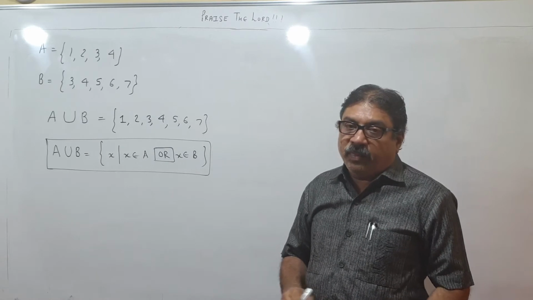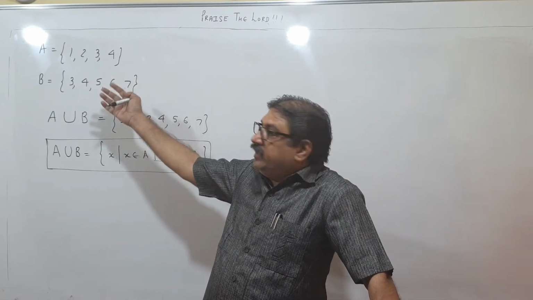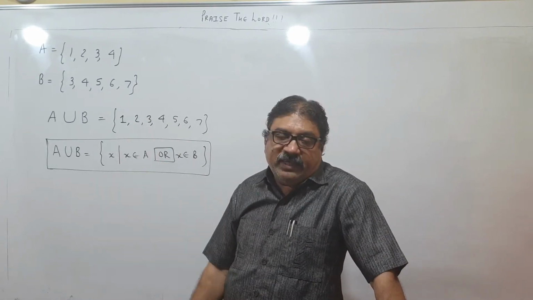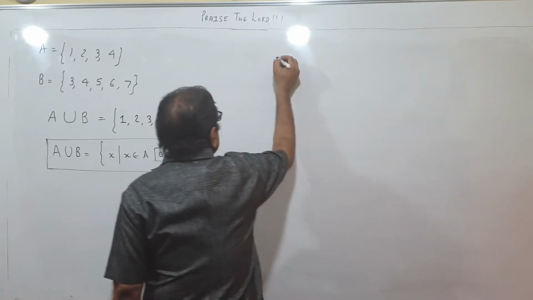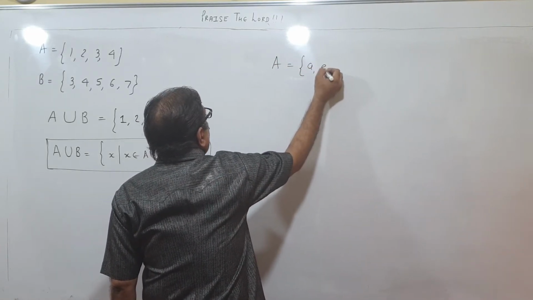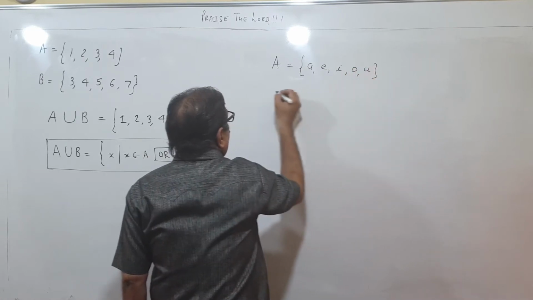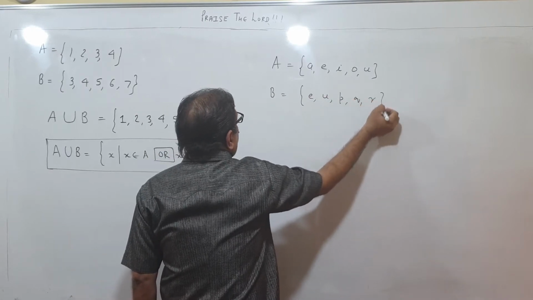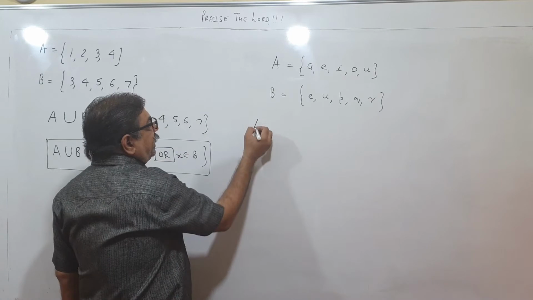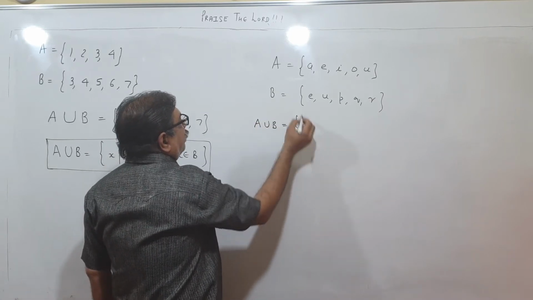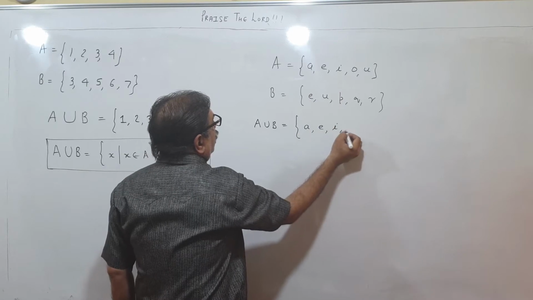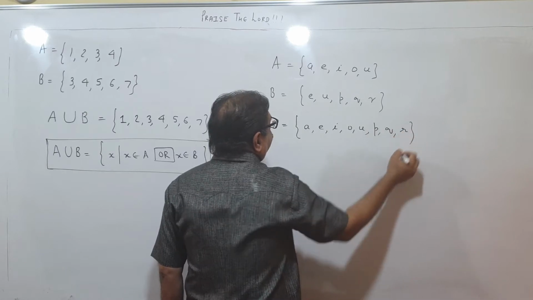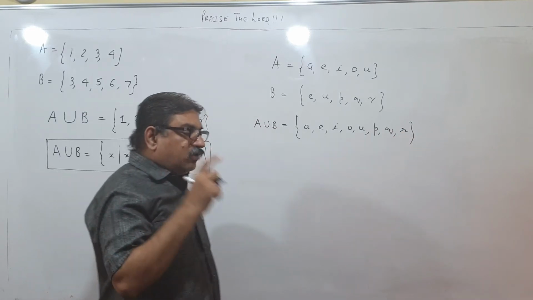You have to understand what we are to do. First write elements of one set and then whatever are left out, you write the elements of the second set which are left out. You get the full set A union B. Supposing I have A as A, E, I, O, U and B as E, U, P, Q, R. So what will be A union B? I will write first all the elements of A. A, E, I, O, U. E written, U written, P, Q, R remaining. P, Q, R. Like this. So it's a very easy concept, not very tough.